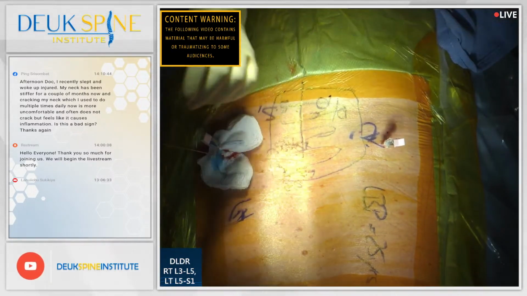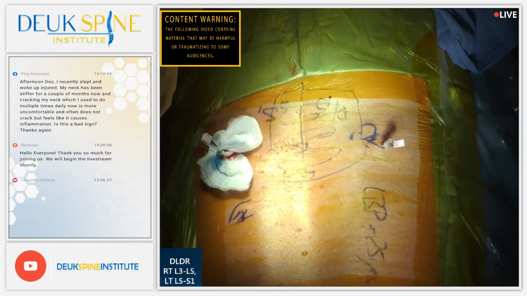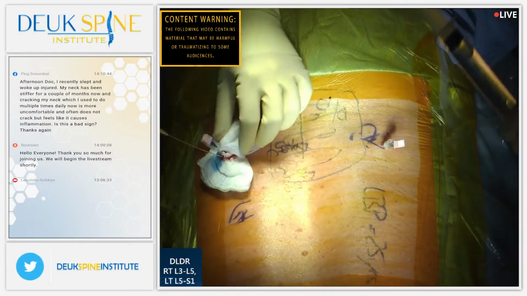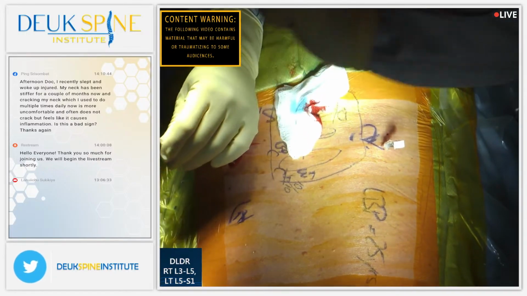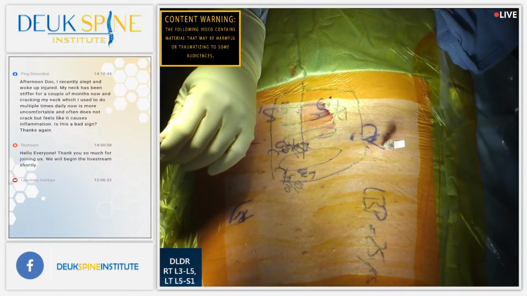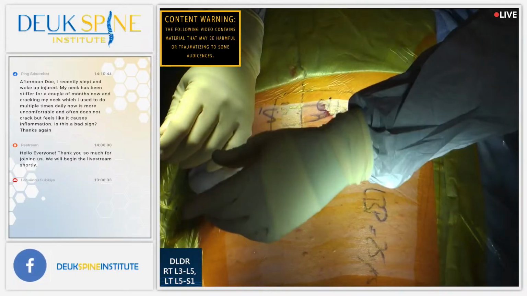And it's coming from a tear in the back of the disc. That's what I discovered. I was the first person in the world to discover the tear in the back of the disc is the source of back pain. And because I discovered that, I realized there's a way to fix it. We go back with the laser and we clean up that tear.